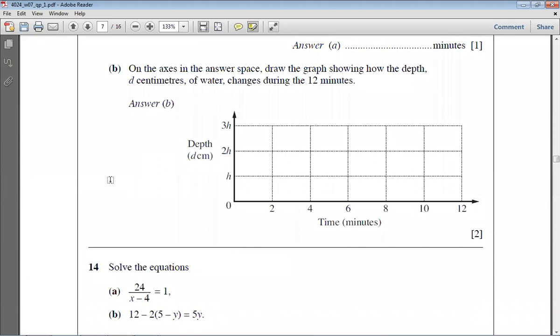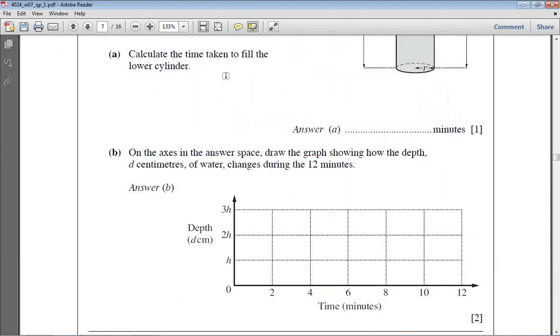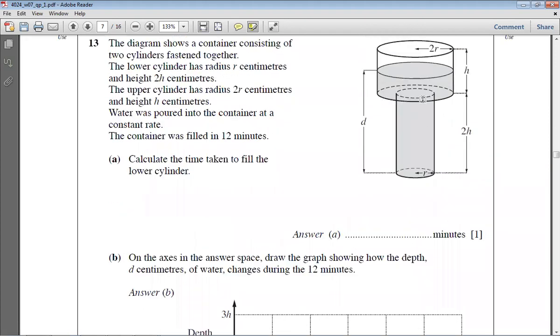So here we go. On the axis, in the answer space, draw the graph showing how the depth, d centimeters, of the water changes during the 12 minutes. So in the 4 minutes, the height gained, this lower tank will be filled. So in 4 minutes, this 2h part will be filled. And then from 4 up to 12 minutes, an extra 8 minutes are taken. So in total 12 minutes are taken, and the whole thing is filled with water.